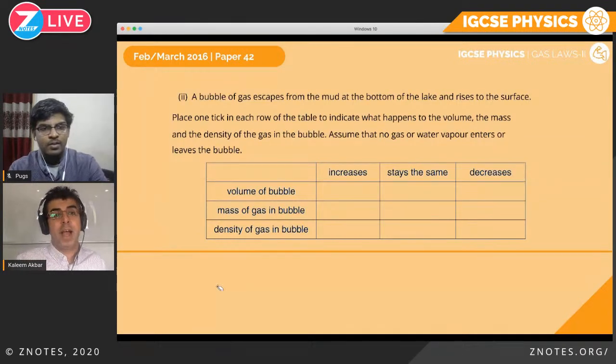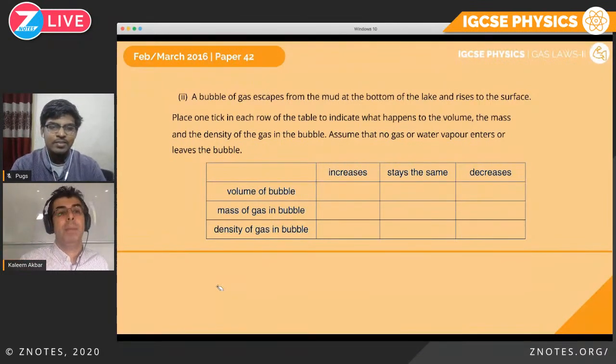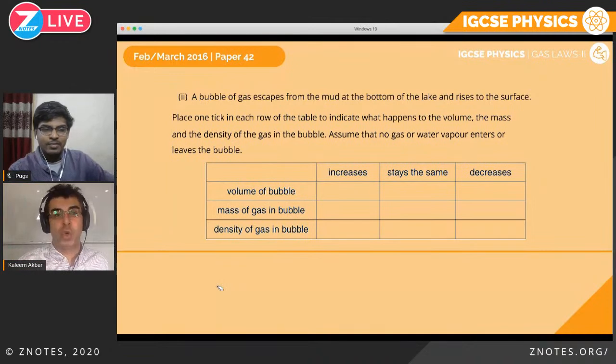And then a bubble of gas escapes from the mud at the bottom of the lake and rises to the surface. Please tick one row in the table to indicate what happens to the volume, the mass, and the density of the bubble of gas. So look, they're actually mixing density and knowledge about gas laws as well. If this bubble is going to go to the top, the bubble, when it comes to the top, it gets bigger.